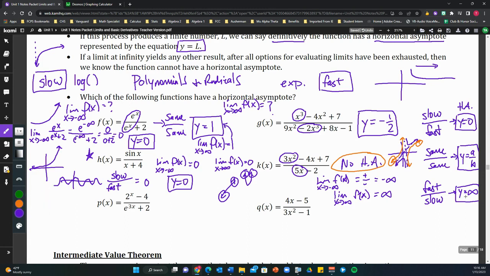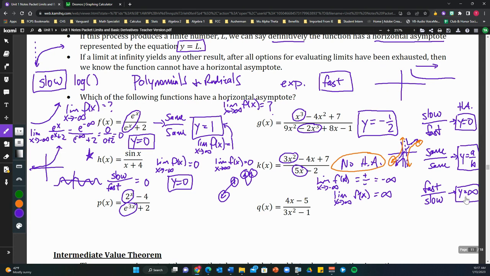All right, next up, we've got p of x equals 2 to the x minus 4 over e to the 3x plus 2. If we try to compare these, again, we have exponential functions on top and bottom. So we only need the relevant pieces of the top and bottom. That would be 2 to the x compared to e to the 3x. Because they're both exponential, now it comes down to their bases.